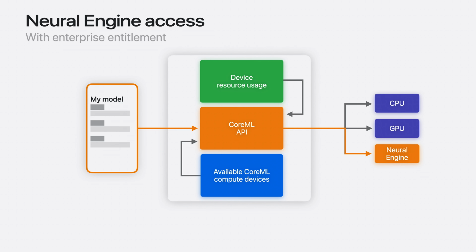When implemented, Core ML will dynamically decide what processing unit a model will most efficiently run on, based on a variety of factors, including current resource usage on the device, what compute devices are available, and the specific needs of your model, and direct the model calculations there. Let's take a look at how you enable Apple Neural Engine for your models.